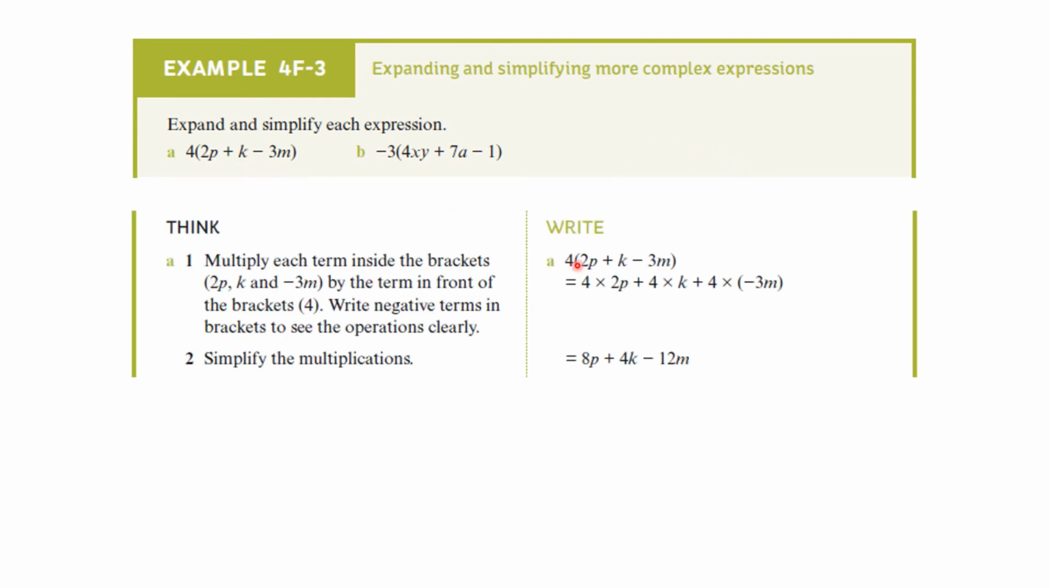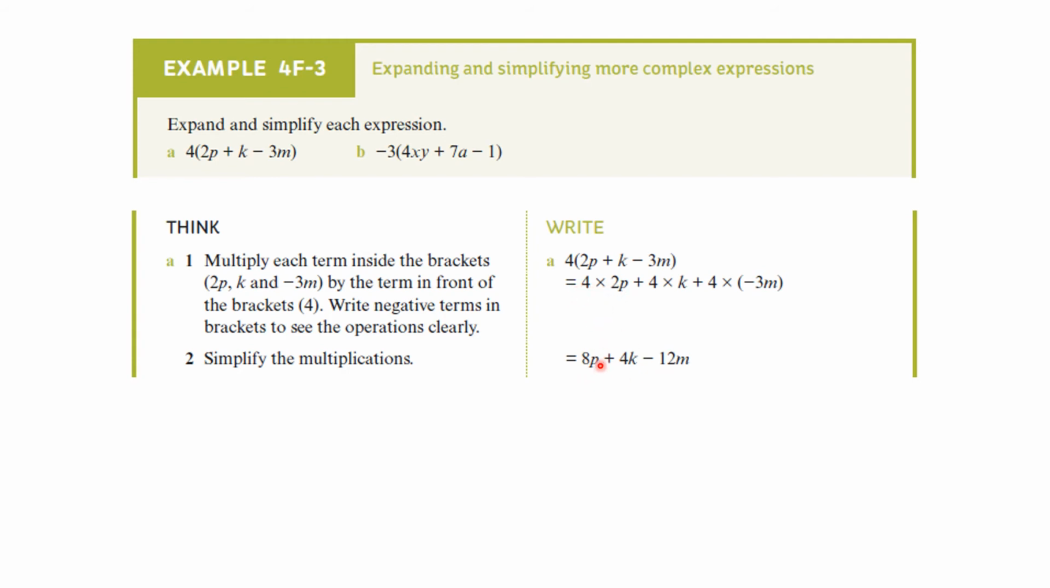So we do that. 4 times 2p plus 4 times the k, it's in the middle, and plus 4 times a negative 3m. Again, I've put that in the brackets just to show that it's negative. Take each section separately. Okay, we've got 3 parts to this answer, as you can see in the answer here.